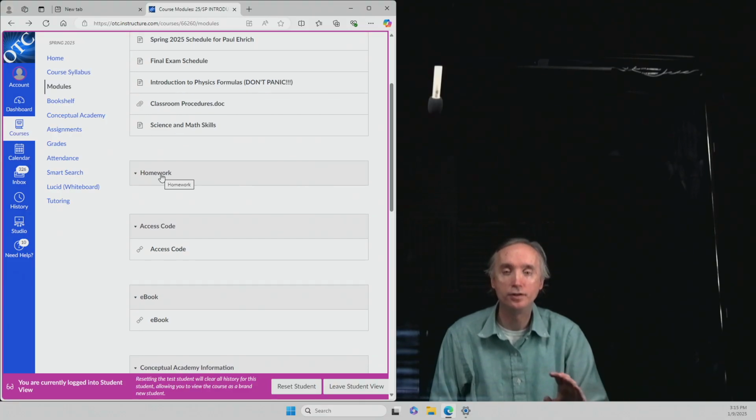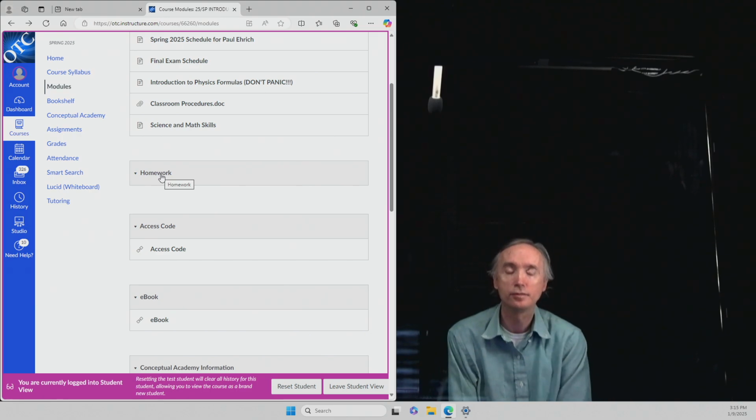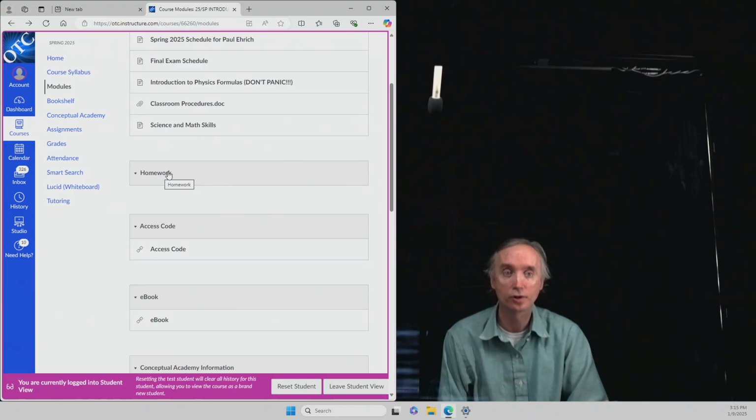Now I'm hoping that you have the auto access so that you can go to Conceptual Academy and then you will do your homework there. But in the case that for some reason the bookstore did not auto access it, then what we do is I make up homework sets, and then those homework sets will be posted in here.